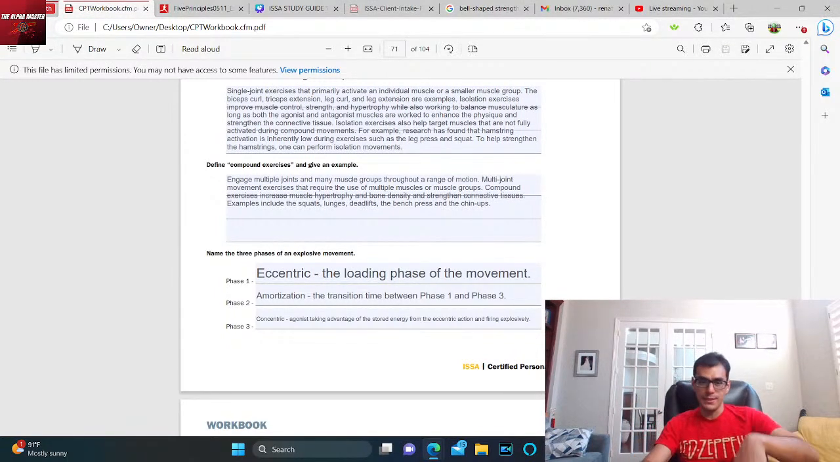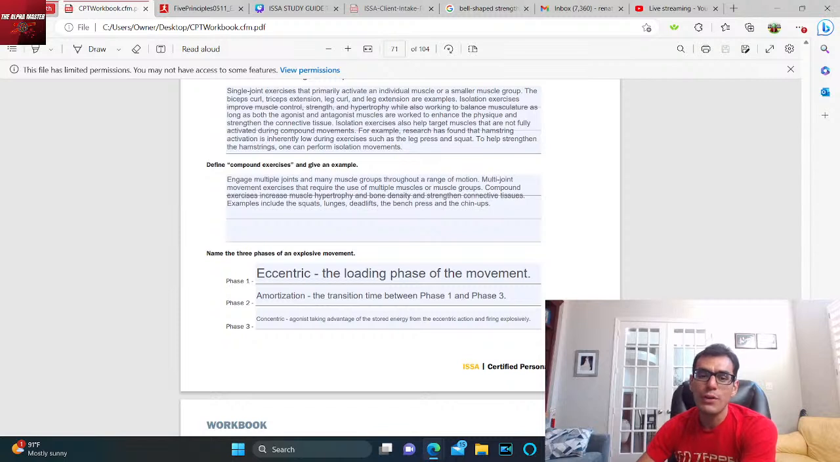That's an explosive movement. Eccentric is the loading phase of the movement. Amortization is the transition time between phases one and three. And concentric is going to be the agonist taking advantage of the stored energy from the eccentric action and firing explosively.